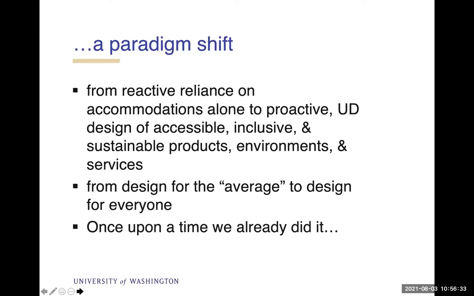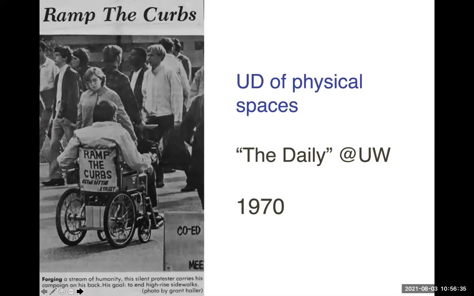Once upon a time, we already did it, frankly. You did it at your campus and we did. Our campuses are very old. We have old buildings. And it was back in the 1970s, early 70s, when many people promoted curb cuts and sidewalks. There's an image on the screen right now of a picture that was on the front page of The Daily, which is our student newspaper here at the University of Washington. 1970, it says, "Ramp the curbs, get me off the street," on the back of a wheelchair of a young man who couldn't get on our sidewalks. He was going around on the streets and trying to get into buildings that weren't very accessible and so forth.